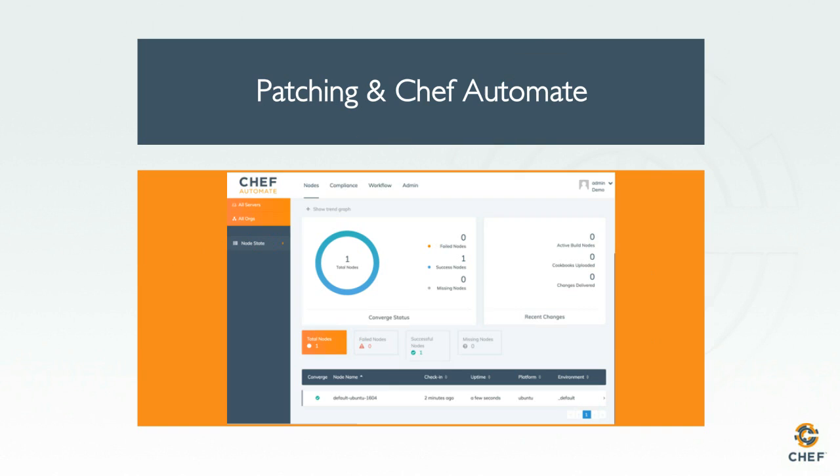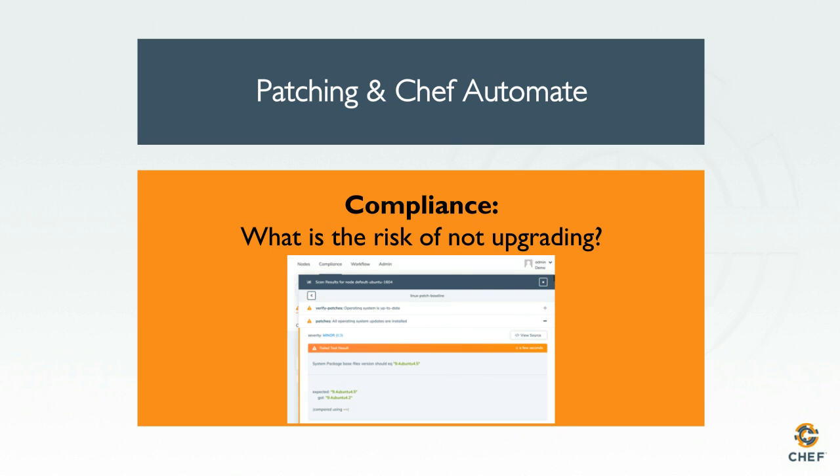So Chef Automate provides us with a platform that gives us insight into everything that's happening in our environments, but also provides answers to all of those questions we were asking when we talked about why we don't just apply patches directly. The risk of not upgrading can be answered in compliance, where we can use a set of InSpec profiles to evaluate our systems based on a set of requirements, say that our systems are running the most up-to-date packages, and see where in our environments those requirements are not met.